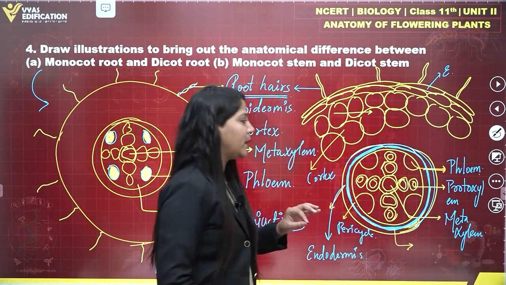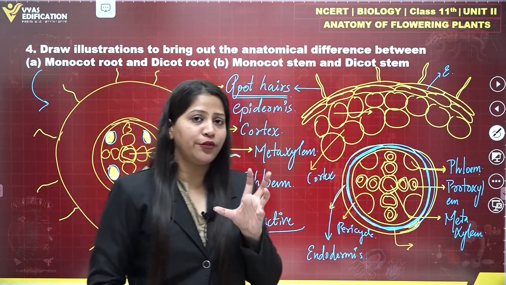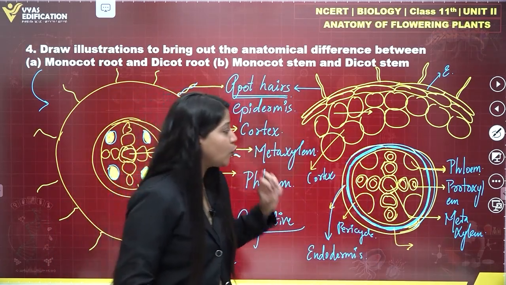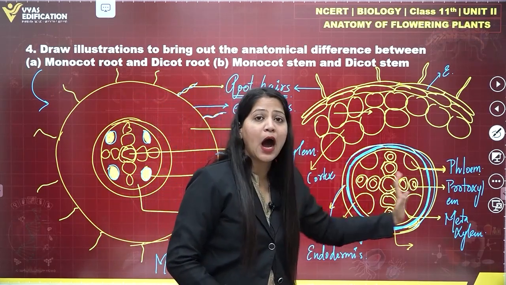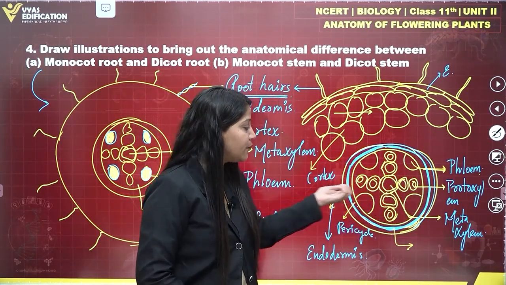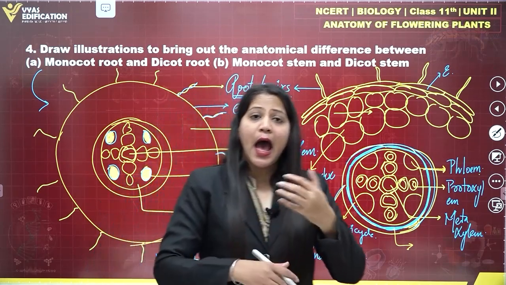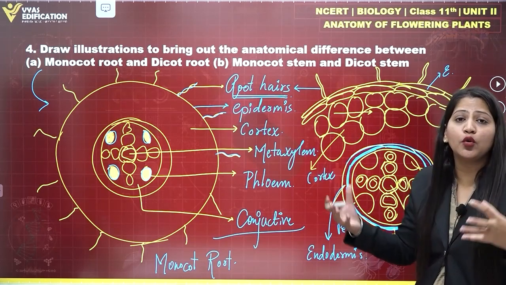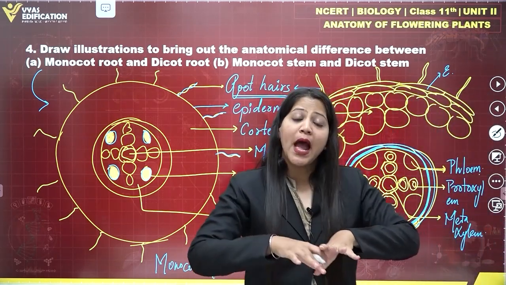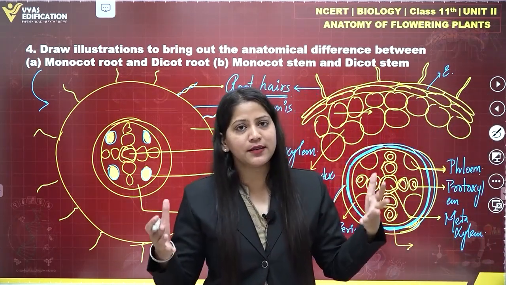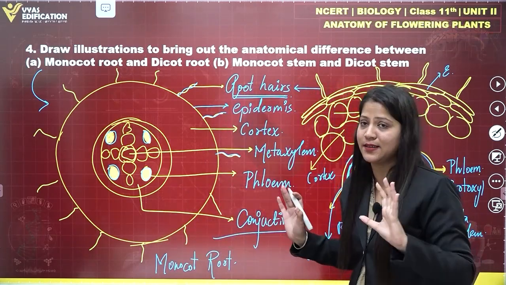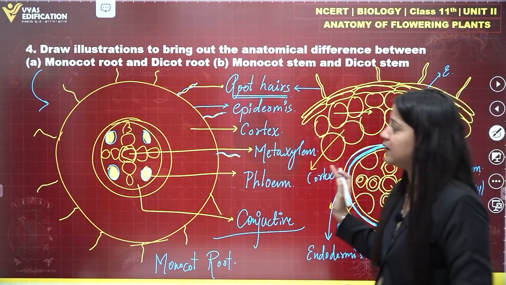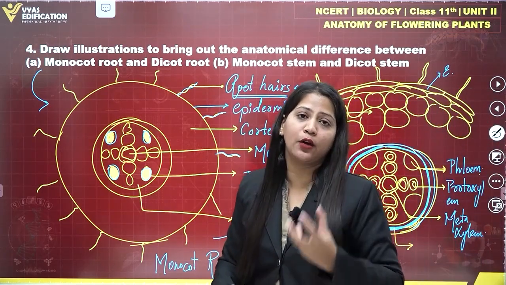One thing you have to remember is we have two types of xylem, protoxylem and metaxylem. In roots, protoxylem will be at the outer side and metaxylem at the inner side. And in stems, protoxylem will be at the inner side and metaxylem at the outer side. This is the basic difference between these. Now we have labeled both the diagrams of monocot root and dicot root.